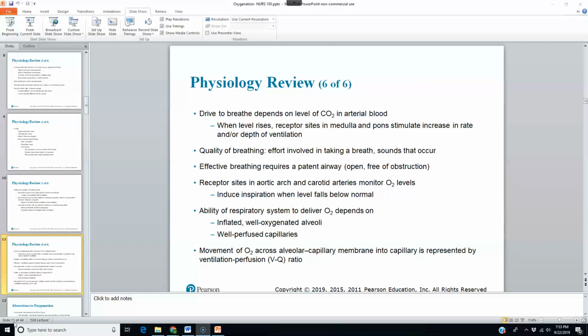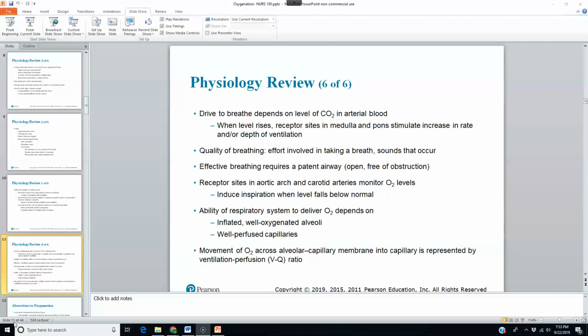And an example of that would be someone who has sleep apnea. What happens to these people during sleep? They go to sleep, and for whatever reason, their O2 levels start to drop, and these receptor sites in the aortic arch sense that O2 dropping, and it kind of wakes the person up and says, you need to breathe because your oxygen levels are getting too low. So that's why that works for a person.